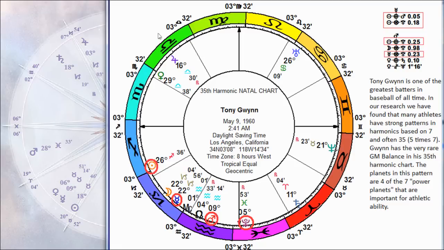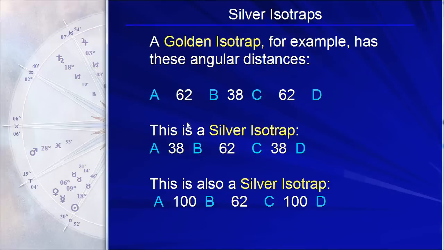So a golden isotrap is similar to a string. If you remember, a string is 4 planets making midpoints to each other, just like this, but in a string, each angular distance gets bigger by the golden ratio. So they're getting bigger. In a golden mean isotrap, they're not getting bigger as we go clockwise or counterclockwise, but specifically, it has to be an isotrap with a very specific shape, which let me show you in the next slide. Here's the shape that makes a golden isotrap.